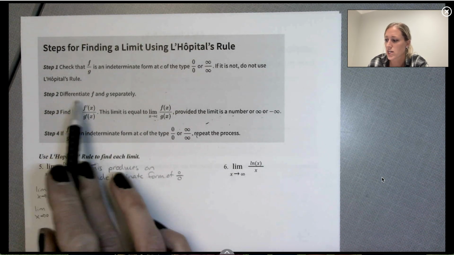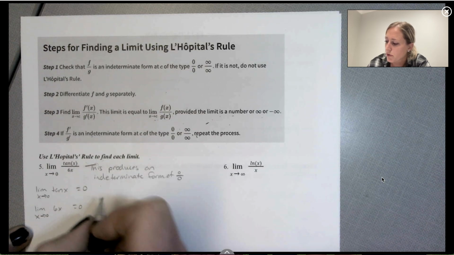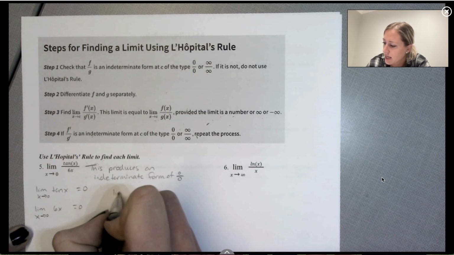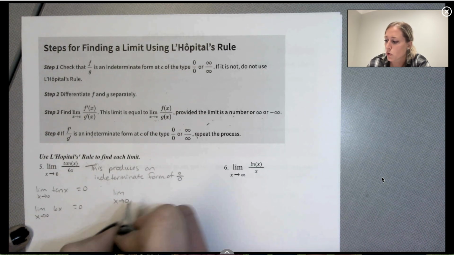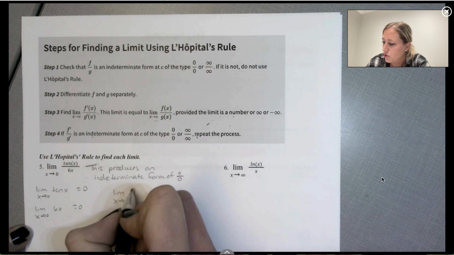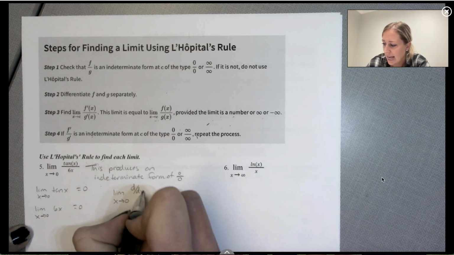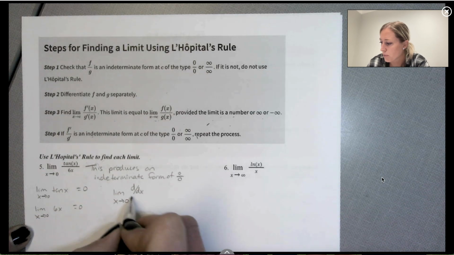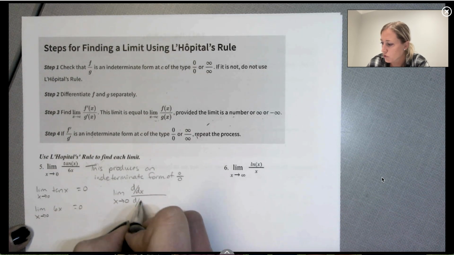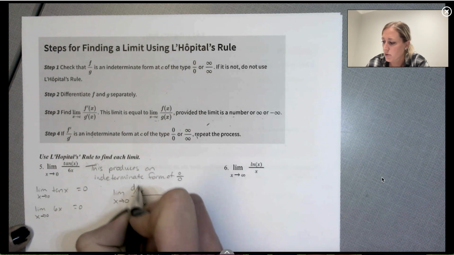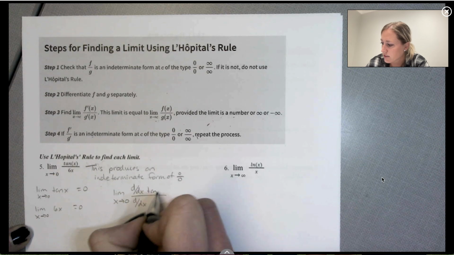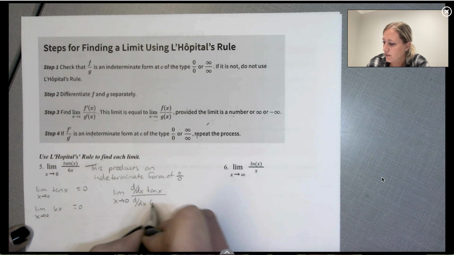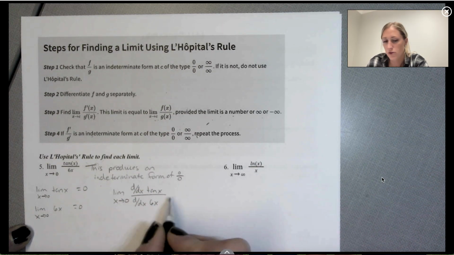So it says differentiate f and g separately. So kind of how we want this to look is I'm going to say the limit as x goes to 0. I'm going to show that that's what I'm doing. So I'm taking the derivative with respect to x. So I'm going to write d dx on both the numerator and the denominator because we're doing them separately. So I'm finding what is the derivative of tangent of x and what is the derivative of 6x. Okay, so let's go ahead and do that.